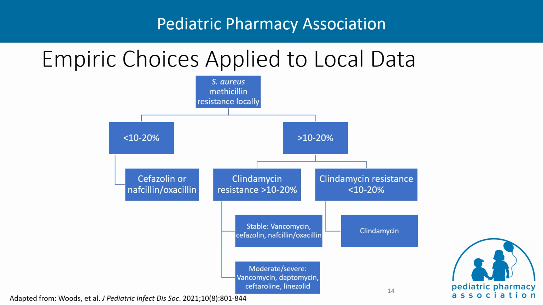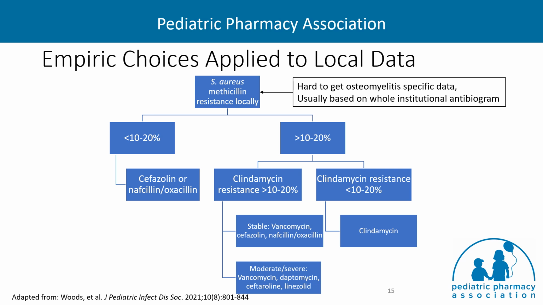I put it in a little different format for you here. And then I'm also going to highlight some of the challenges and scenarios we come into whenever we try and design empiric therapy for these patients. So first of all, looking at your Staph aureus local resistance patterns, usually you're going based off of your institutional antibiogram versus osteo specifically. At some institutions, there may be differences between what your osteo or septic arthritis patients see and what your whole institution antibiogram looks like. So sometimes you may have to delve into your antibiogram to figure out what your osteo and septic arthritis patients actually look like.